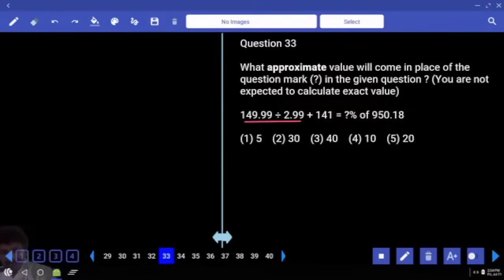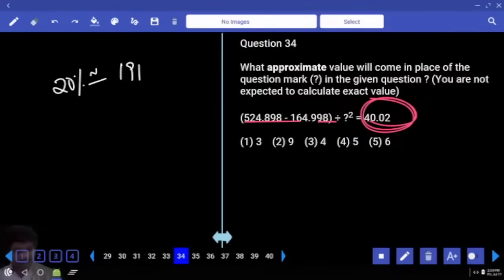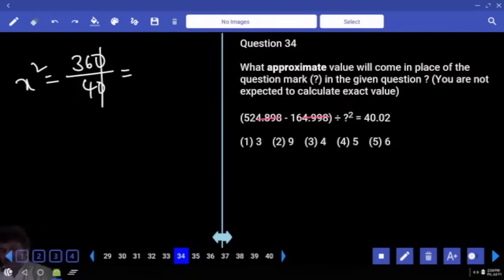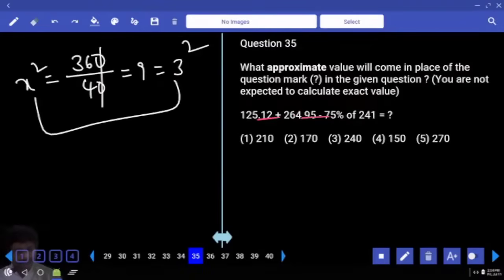150 divided by 3, 50 plus 141, 191. What is 10% of this number? 20% is 190, approximately 20%. 5 gets cancelled. 520 minus 160, 360 divided by x square is 40. Then x square is 360 divided by 40, which is 9. 3 square, x is 3.